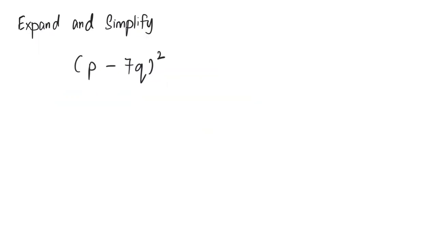Hello everyone, welcome to this problem where we are required to expand and simplify the following. Well, you could do it like p minus 7q times p minus 7q. That's perfectly fine. But Mr. Tan, remember that a minus b bracket square is equals to a square minus 2 times a and b plus b square. And because Mr. Tan remember this, I am going to apply this into my solution.